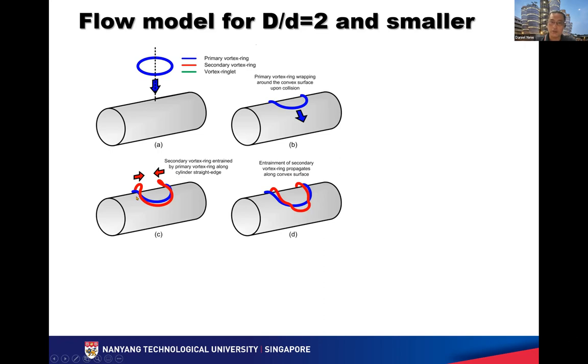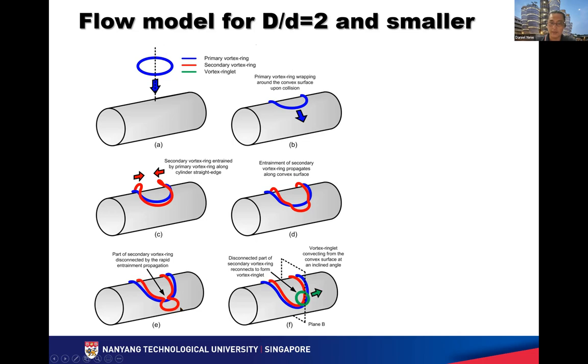And once again, we do see non-uniform formation and entrainment of the secondary vortex ring. So it's going to be faster along the straight edge, and the segment of the secondary vortex ring here is going to start moving away from the convex surface. But in this case, as it moves, it does not move towards the collision axis, as we've seen from the experimental results. What we believe is happening is that, just like the case for the larger cylinder, there should be a vortex disconnection and reconnection process over here due to the interactions between the primary vortex ring filament here and the secondary vortex ring filament here.